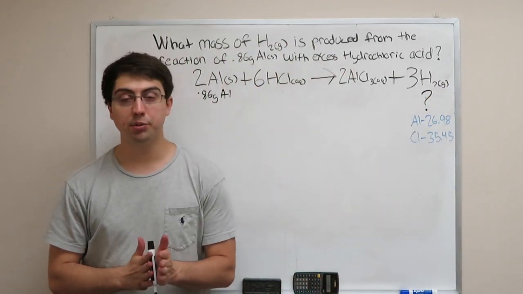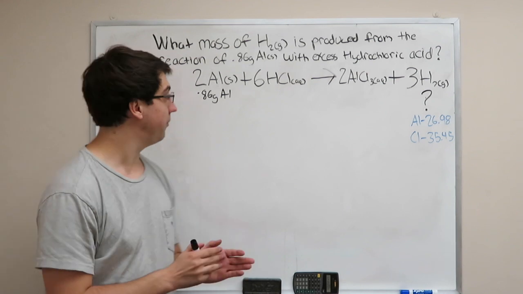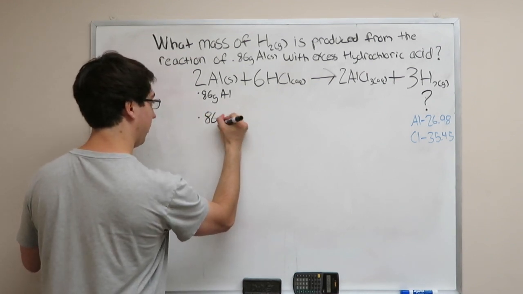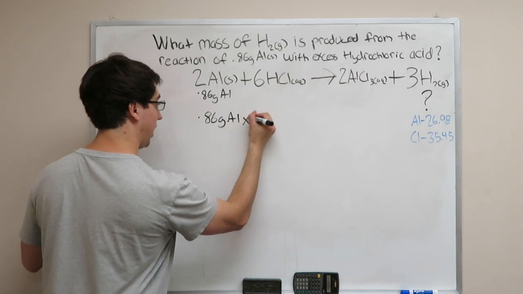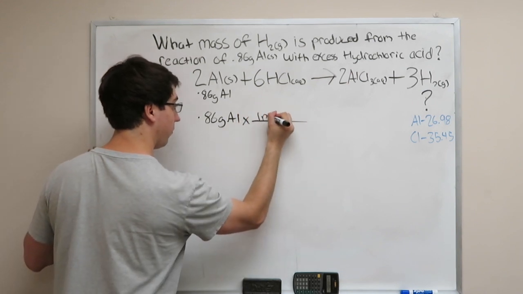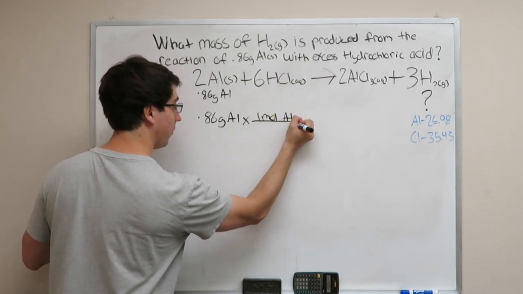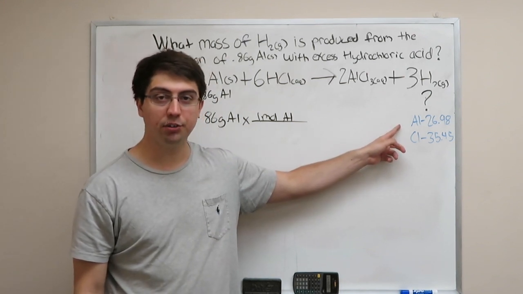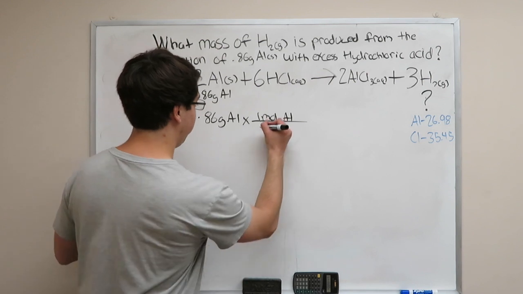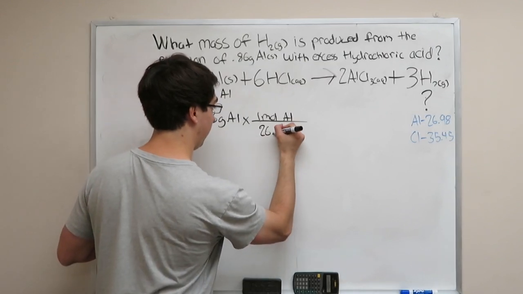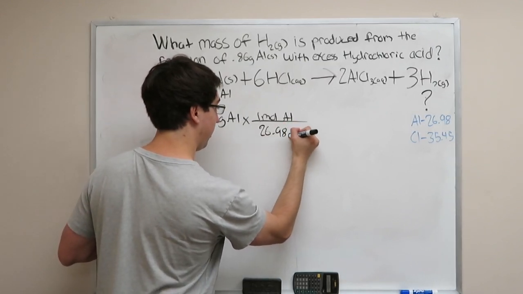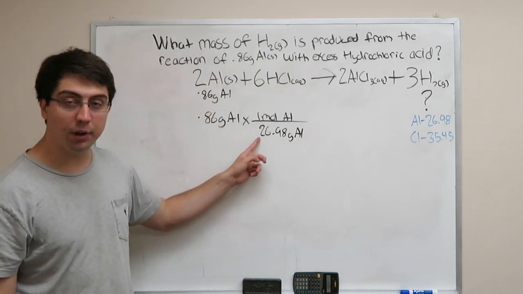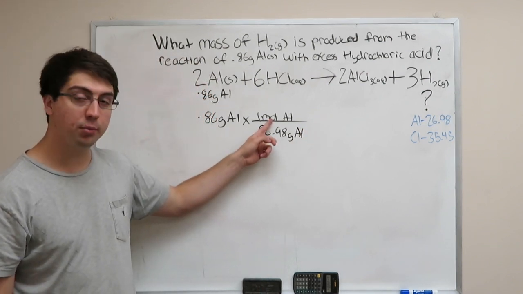First, we need to convert the grams of aluminum to moles of aluminum. And I got the molar mass of aluminum from the periodic table as 26.98. We can see that 26.98 grams are in 1 mole of aluminum.